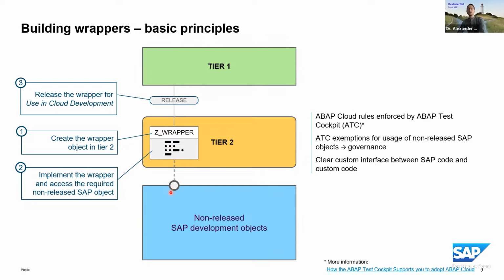Okay, now once again, for tier 2, we have the ABAP Test Cockpit around, and you can enforce ABAP Cloud rules. So this wrapper you develop here is also ABAP Cloud compliant besides the access of the non-released development object. And with the exemptions you need to grant for this access, you have the possibility for a governance, because you really have the list of those non-ABAP Cloud compliant accesses. And having that said, of course, it's clear that with tier 2, you now have a clear custom interface between the SAP code and your tier 1 development.